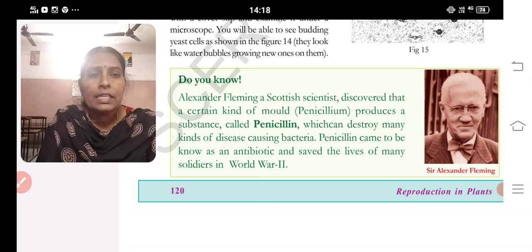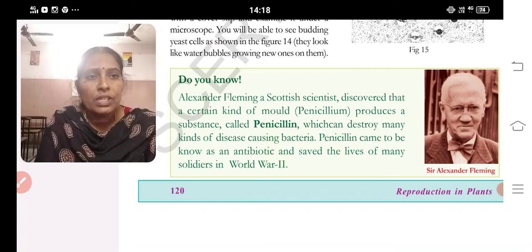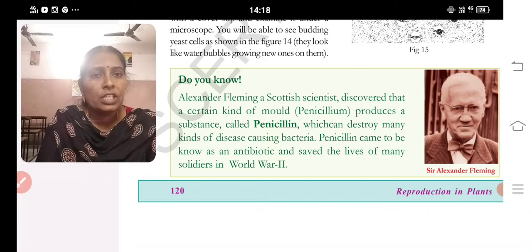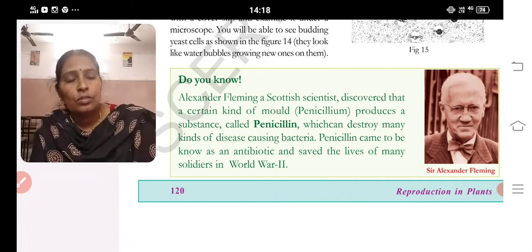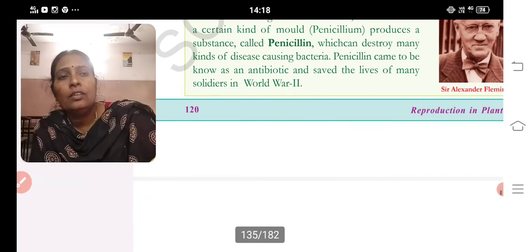Do you know Alexander Fleming, a Scottish scientist, discovered that a certain kind of mold, penicillium, produces a substance called penicillin which can destroy many kinds of disease causing bacteria. Penicillin came to be known as an antibiotic and saved the lives of many soldiers in the Second World War.